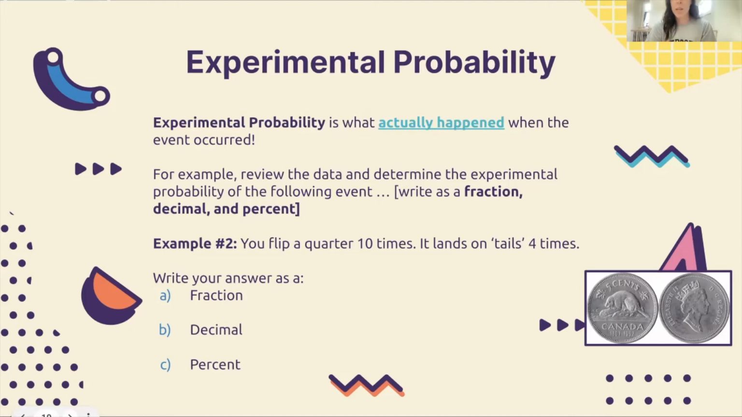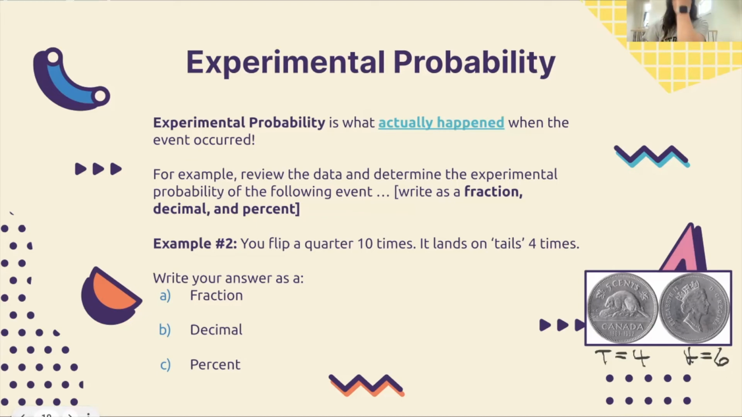So an example would be example 2. We took Cameron's quarter and we flipped it 10 times. It landed on tails 4 times. So let's go ahead and write this out as a fraction, decimal, and percent. If it landed on tails 4 times, how many times did it land on heads? I flipped it 10 times. 4 were tails. How many were heads? Good. Yes. Thank you for using the chat. It landed on heads 6 times. So this is what actually happened when Cameron flipped her coin.